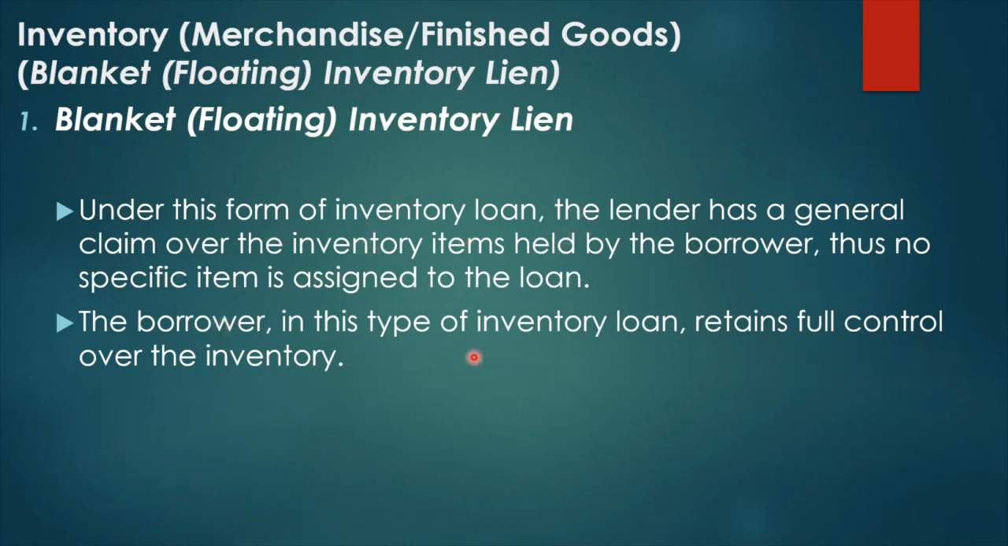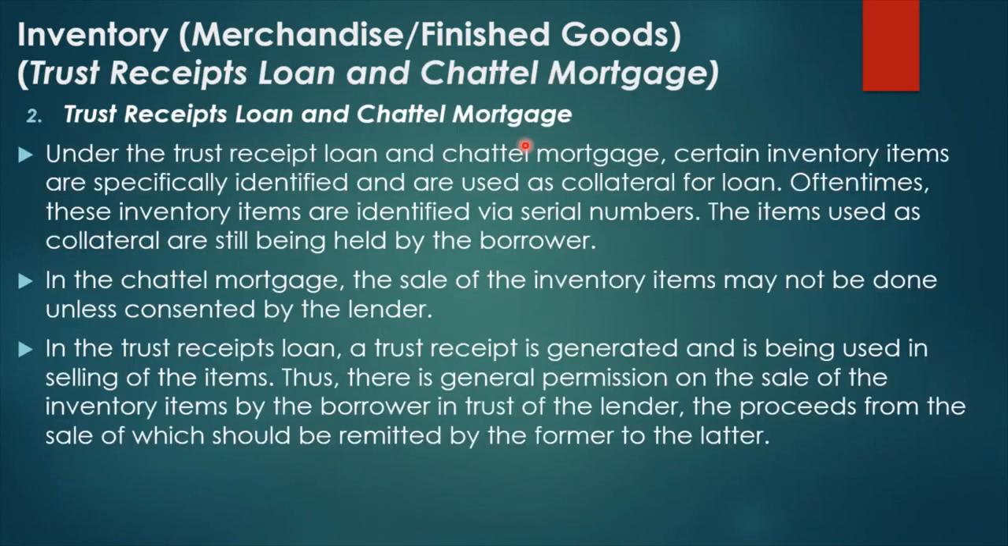Kasi nga, general claim lang. The borrower in this type of inventory loan retains full control over the inventory. So, yun si blanket or floating inventory lien. Sasabihin lang ni lender, uy, I have general rights, I have general claims over your inventory. Those are my collateral, or those are the collateral in our agreement.